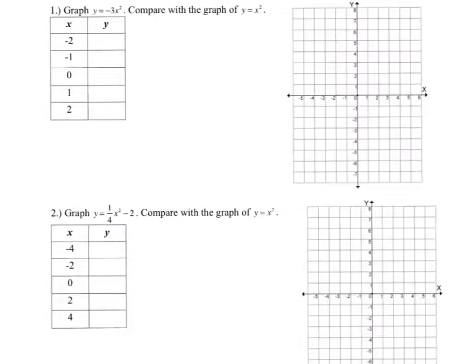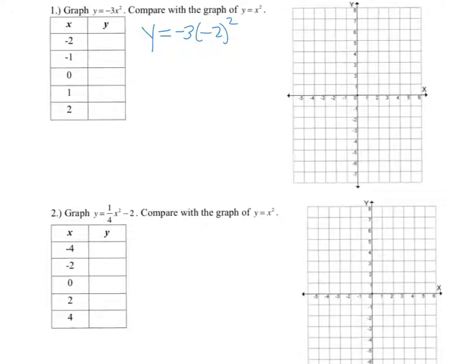So let's take a look at graphing a couple of these. So here's our equation in standard form, y equals negative 3x squared. We're going to graph that, and then we're going to compare it to the parent function y equals x squared. So to graph this, we're going to fill in this table of values. So when x equals negative 2, we're going to do negative 3 times negative 2 squared.